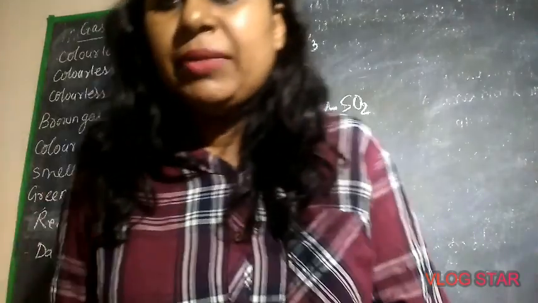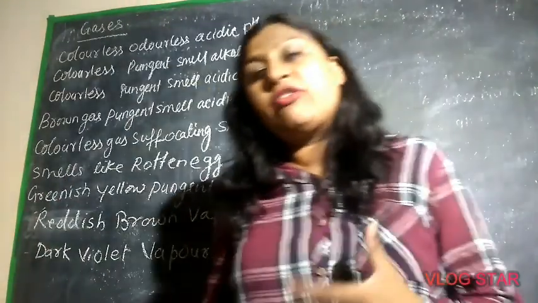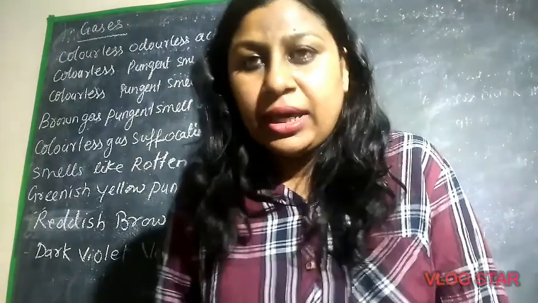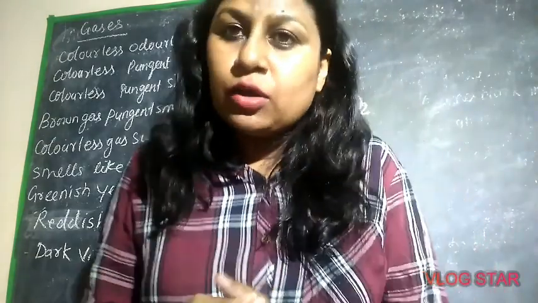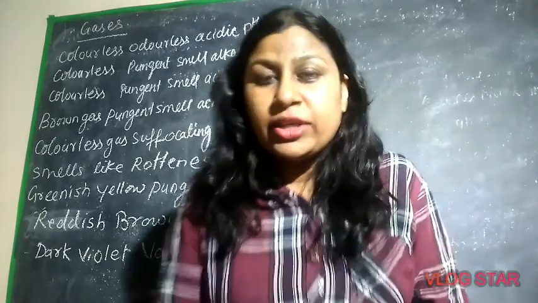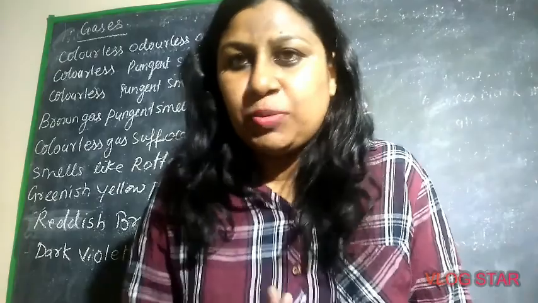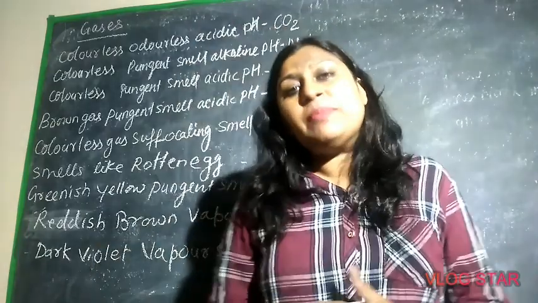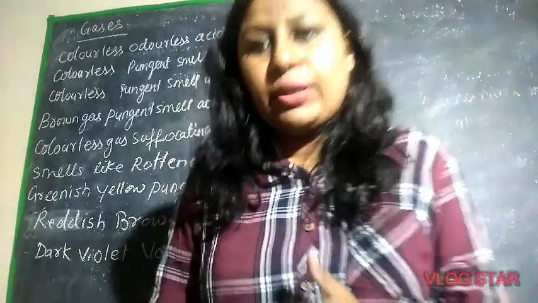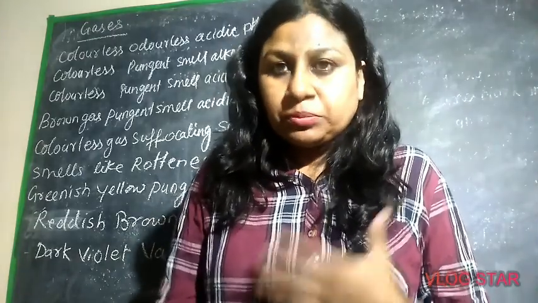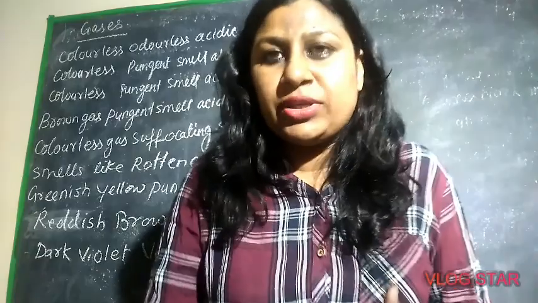So here the preliminary test we had done, then the dry heating test we had done. On this basis, we can get a clue which salt, cation or anion has been given. Children, this is the step, and we have more steps for the preliminary test that we are going to continue in the next video.